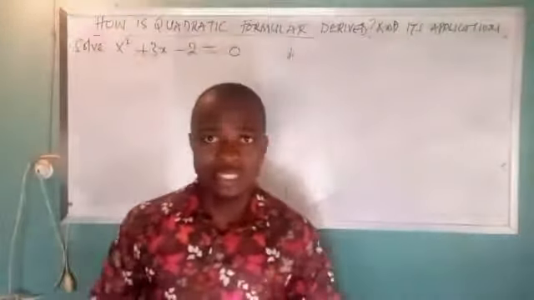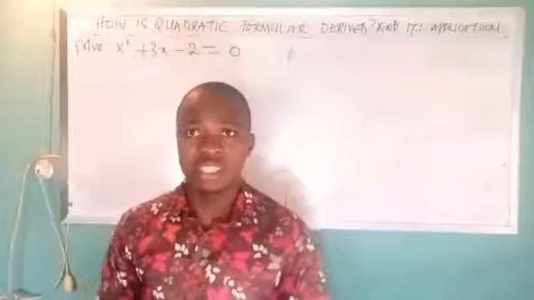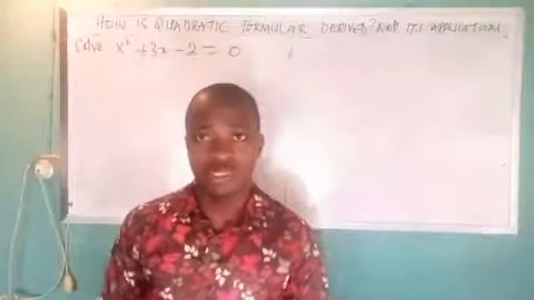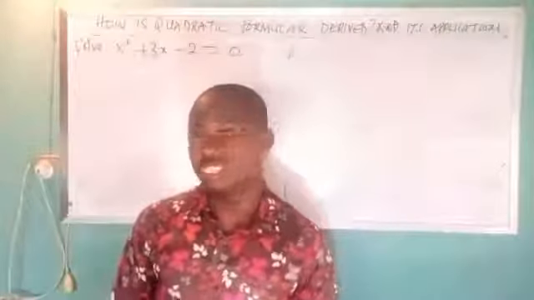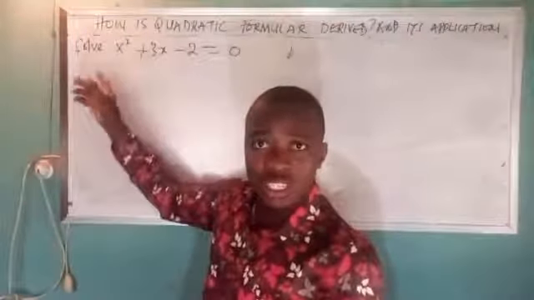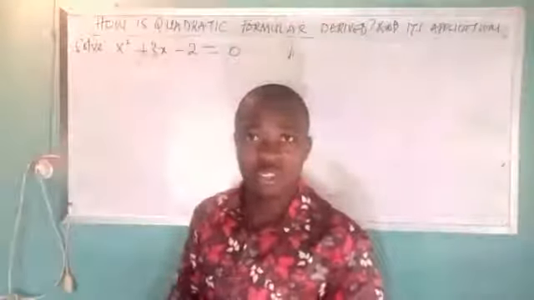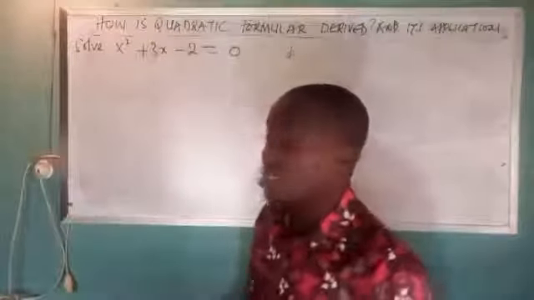Actually, this is particular, not general this time around. Understand? Because a, b, c are known, we know our constants there. So we call it a particular equation for quadratic. Why do we call it quadratic? Because the highest power of the variable here is 2. That's why we call it a quadratic equation.